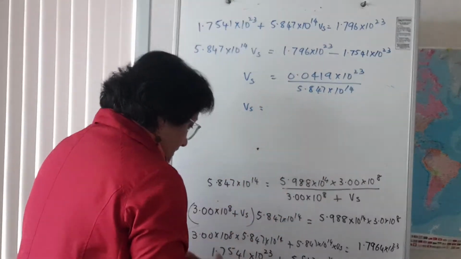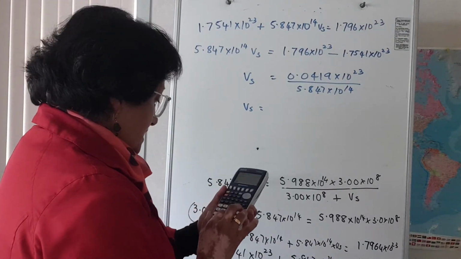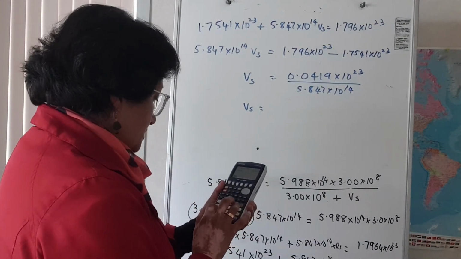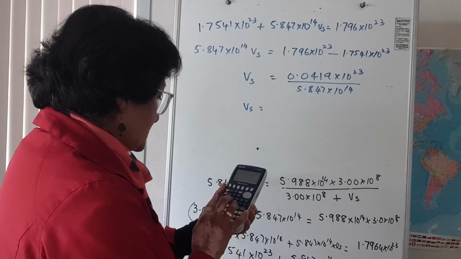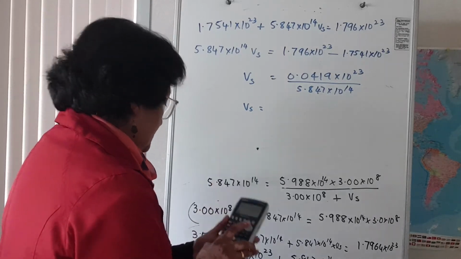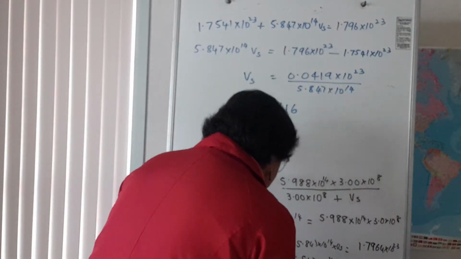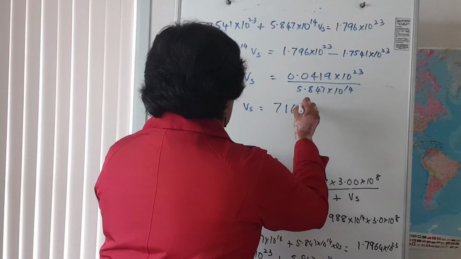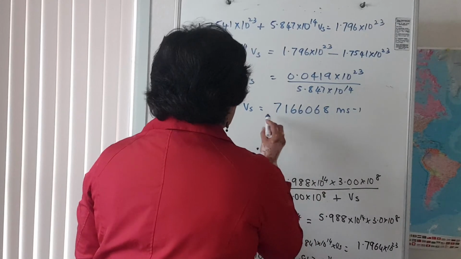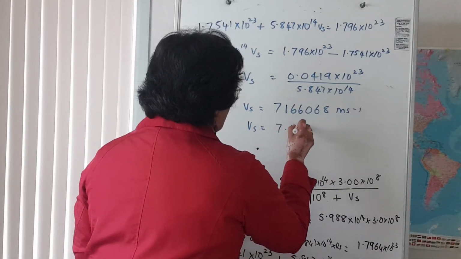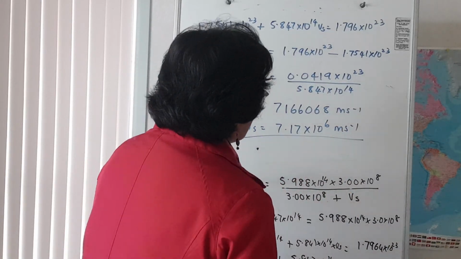So vs equals 0.0419 exponent 23 divided by 5.847 exponent 14, and I get this big number, 716.6068 meters per second. So I'm just going to write this as 7.17 times 10 to the power of 6 meters per second. So that's the speed of my galaxy.